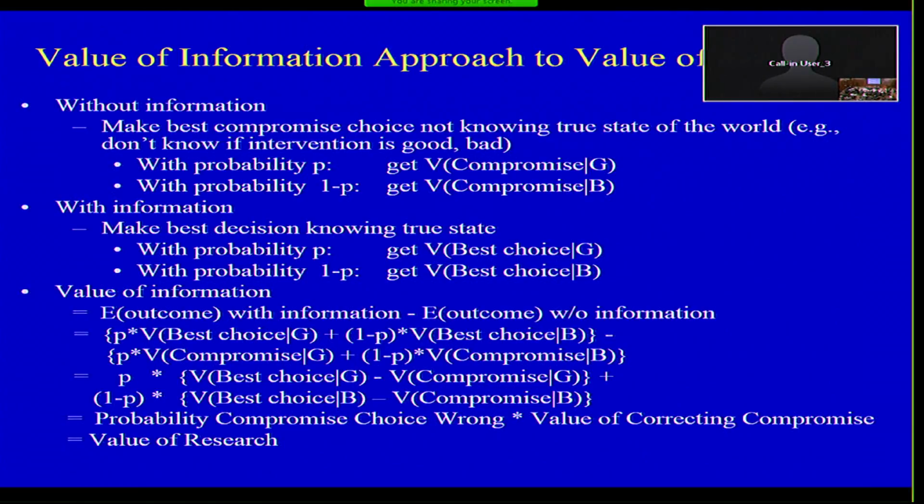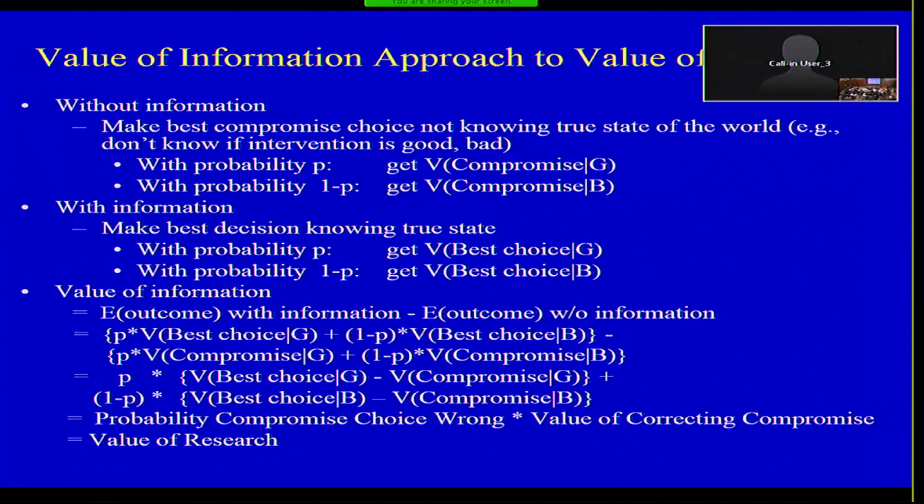And the value of information is essentially the difference in the expected outcome with information, always doing the right thing, versus the expected outcome without information. And the algebra that follows below just breaks that down according to whether the intervention was the right thing to do or not the right thing to do. And when you rearrange all those terms, what you realize is that, in essence, what value of information is doing is calculating the probability that the compromised choice you made might be wrong, and multiplying that by the value of correcting that compromise, given that that compromise was a mistake.